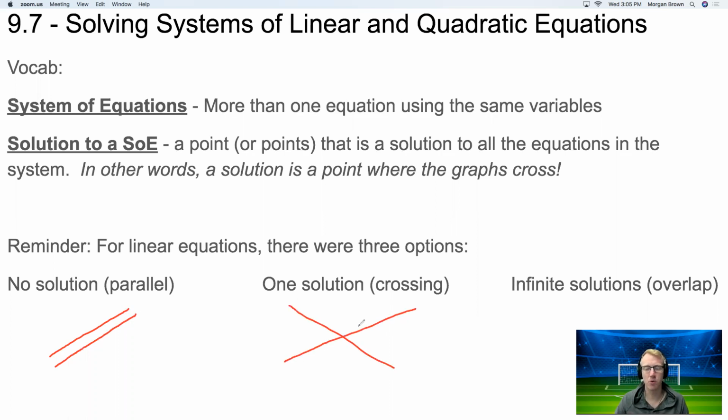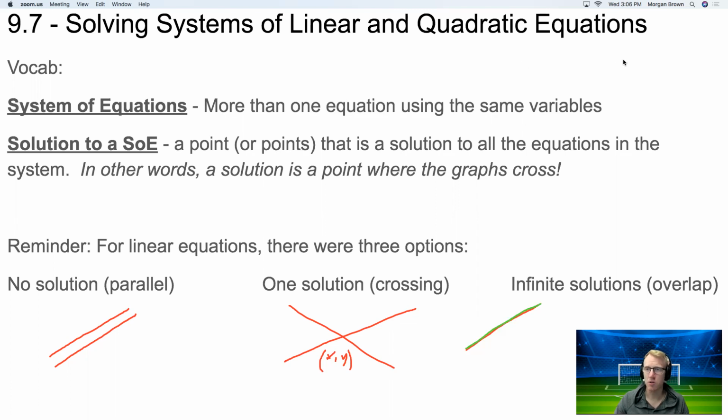If you have two straight lines with different slopes, they're going to cross at a single point, and the coordinates of that point, x comma y, would be your solution to that system of equations. And then sometimes you get two lines that are right on top of each other. And so that's just like two different versions of the same line. And so you'd have infinite solutions.